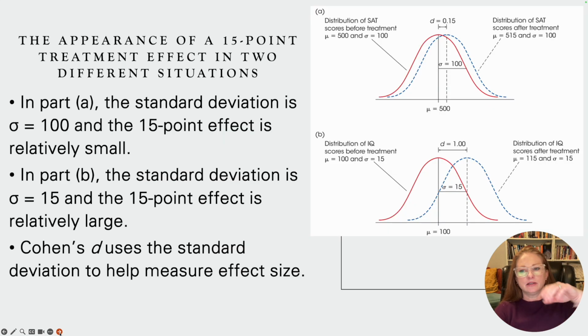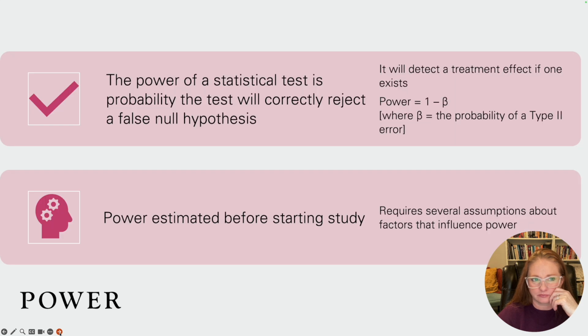Okay. This is just graphically showing you what it looks like, the different effect, or Cohen's d, of two different situations. So part A, the top part, the standard deviation is 100, and a 15-point effect is relatively small. Versus the second part, part B, the standard deviation is 15, right? So the standard deviation is a lot smaller. Now take a look at the 15-point effect. Huge, right? Relatively large. So this whole idea of Cohen's d with the standard deviation helps measure that effect size, or actual effect, or magnitude. Okay, power.